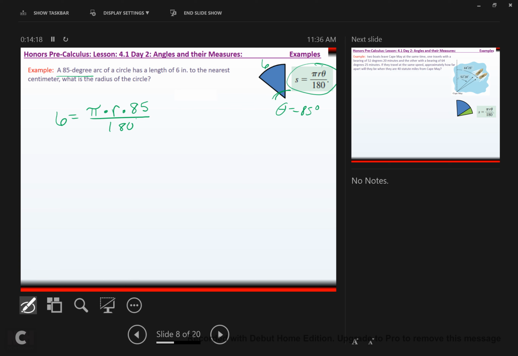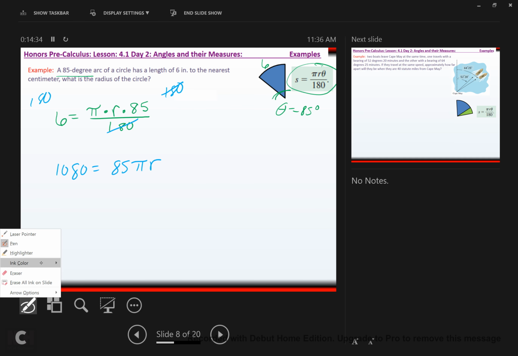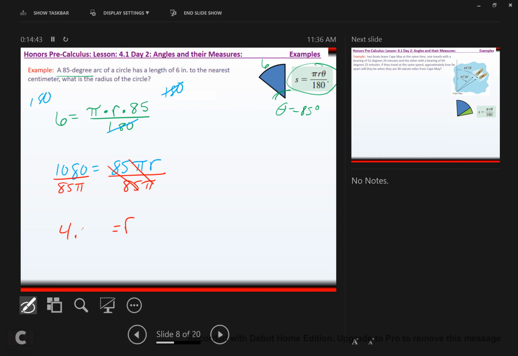Alright, to solve this, I'm going to multiply both sides by 180. And I get 1080 equals 85 pi r, because those cancel. So to get r alone, now I'm going to divide by 85 pi. And that gives me my radius of 4.04 centimeters. Okay?